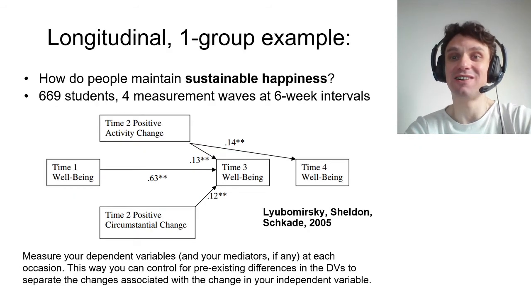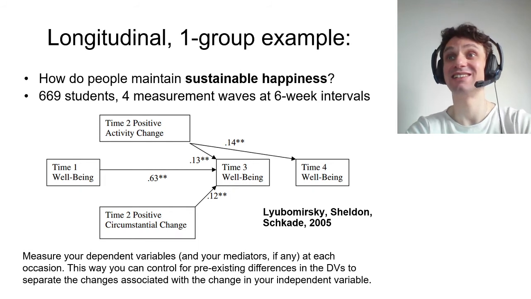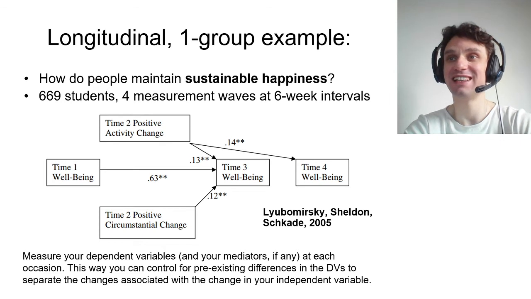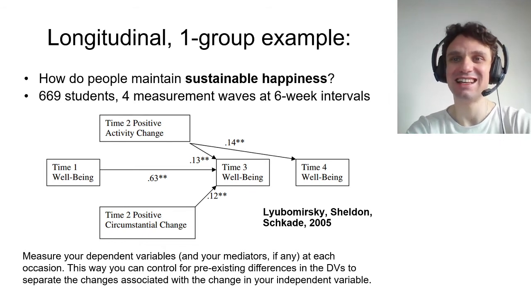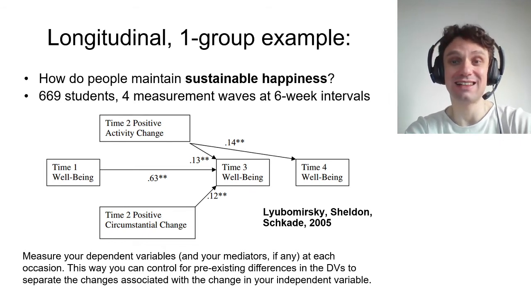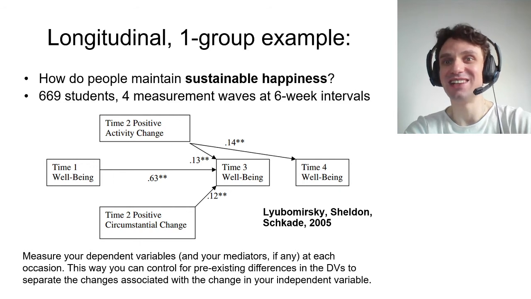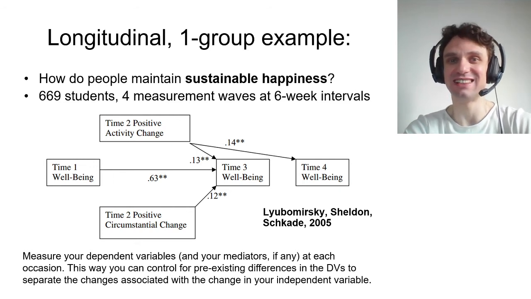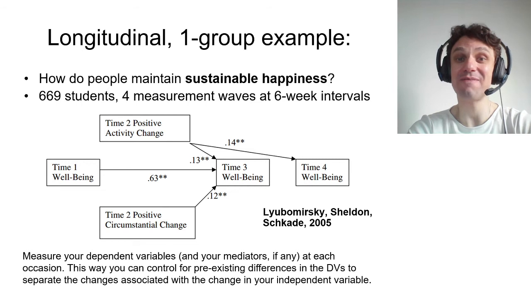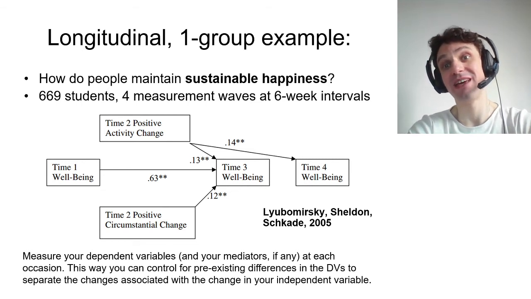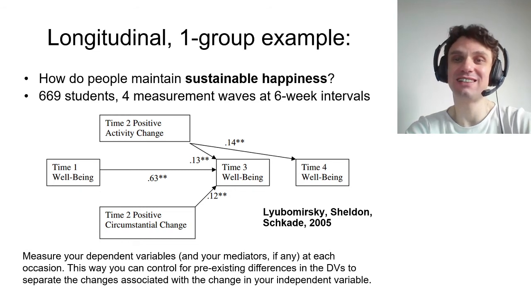As an example of this longitudinal study in a single group, I will show you data from a paper by Sonia Lyubomirsky, Ken Sheldon, and Schkade, where they tested one of the parts of the theory, the sustainable happiness model, or hedonic adaptation prevention model, as they called it at another point in time. And the question was, what helps people to make changes in their life that result in sustainable happiness?